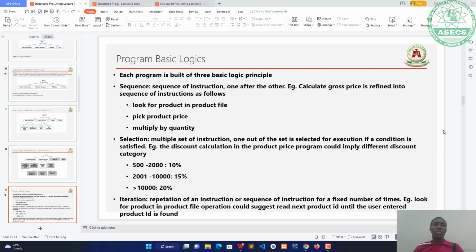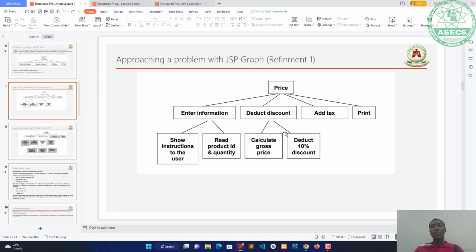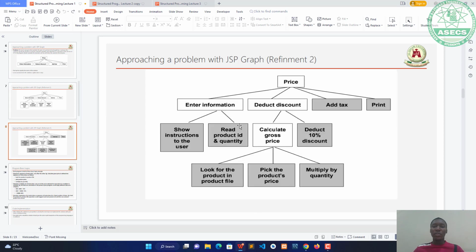So now this slide is talking about program basic logics. You know, programming is all about logic. Yeah. So we have these 3 basic logic. We have the sequence, we have the selection, and we have the iteration. So now we'll start with sequence. Sequence ina ga shine wanda muka ta yi a baya. Wannan abubuwan kenan. Wannan duk sequence ne. From this to this, from this to this, from this to this. Wannan all of it is a sequence.